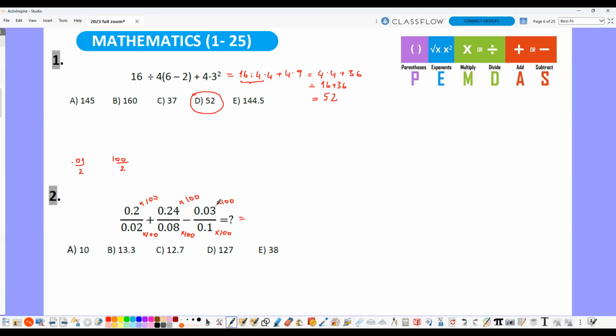You know, when you multiply 100 by 0.2, you are adding 2 and 0, which is equal to 20, divided by 2, plus 24 divided by 8, minus 3 divided by 10, which is equal to 10 plus 24 divided by 8, it is equal to 3, minus 3 over 10, it is equal to 0.3. So this is 1 plus 2.7, that's equal to, sorry, not 10, 1 plus 12.7, it has to be, which is equal to C on this page.